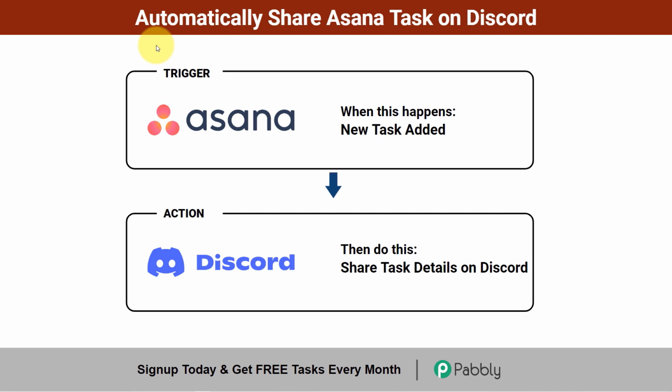In this video, I'll show you how to automatically share your Asana task on Discord. So the idea here is, as soon as a new task is added into Asana, we're going to automatically share the same task along with all task details on Discord as well, without doing anything manually. Yes, it is possible. We just need to build a connection between Asana and Discord with the help of an automation software. And after that, every time a new task is created in Asana, the same task details will be shared on Discord as well.